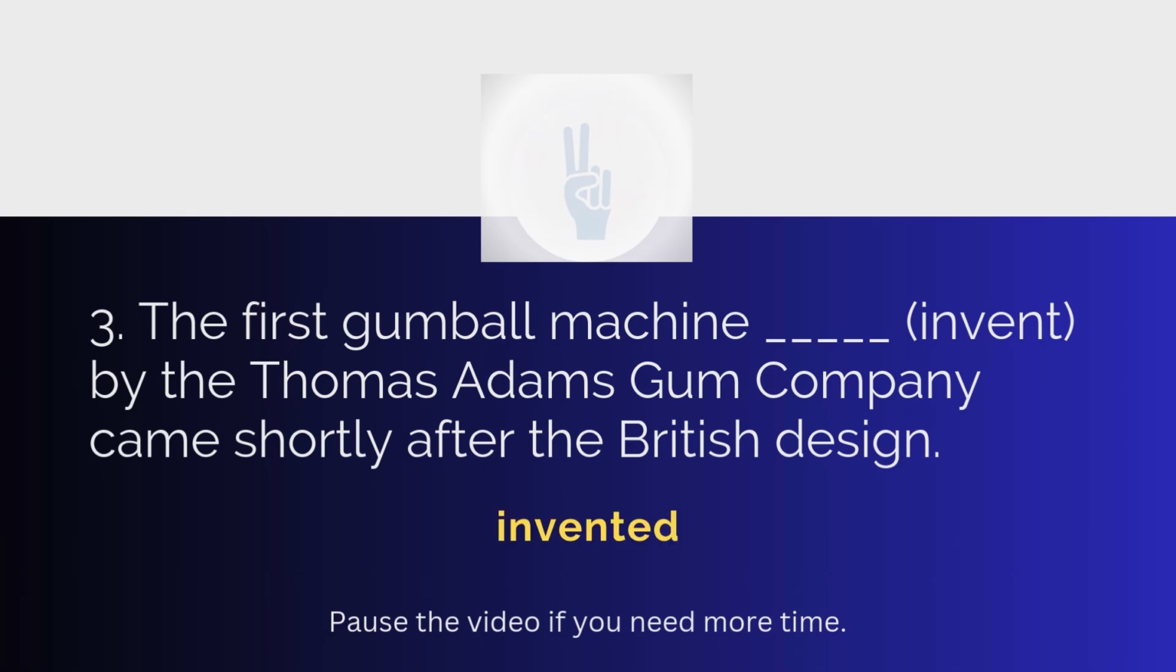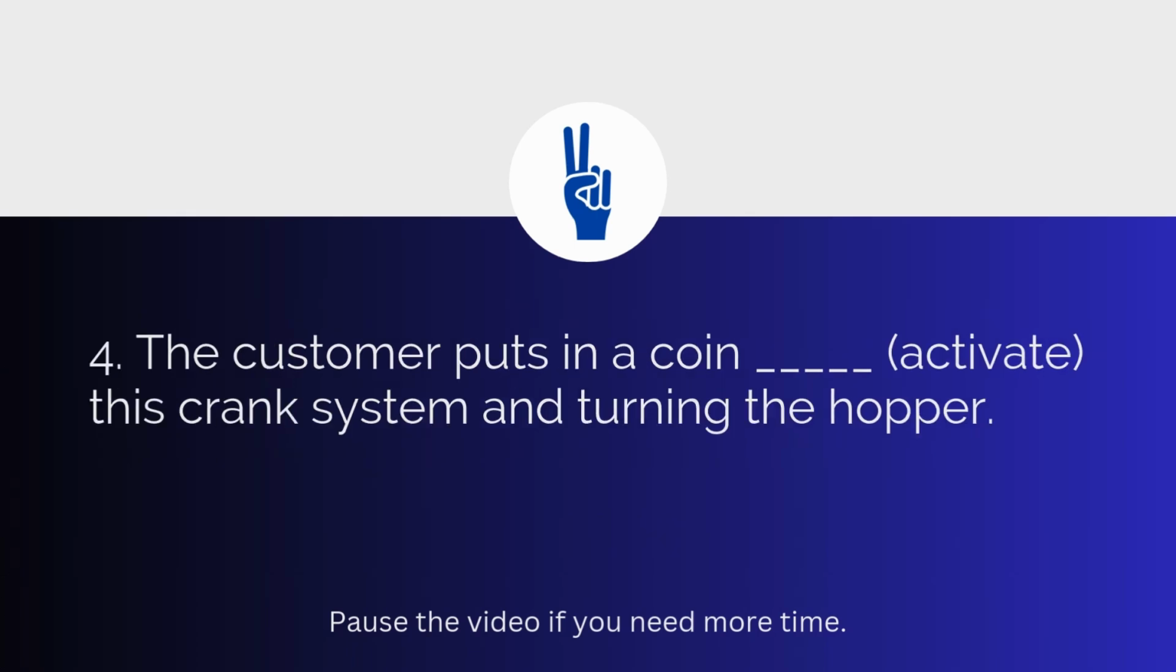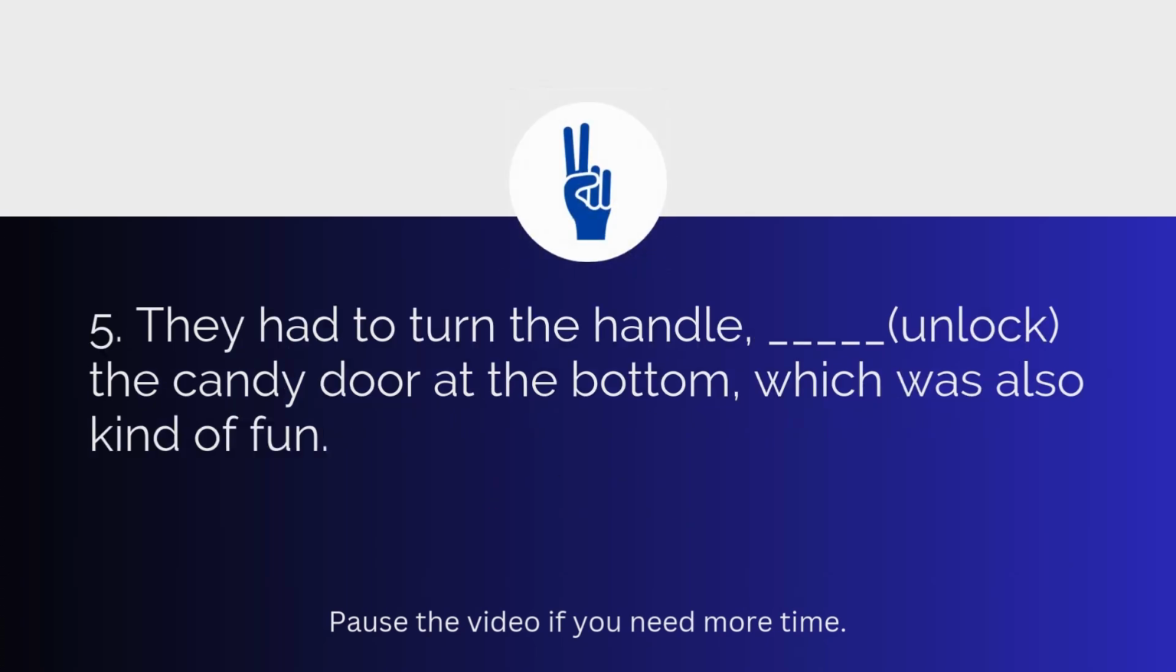The answer is invented. Number 4. The customer puts in a coin, activate, this crank system and turning the hopper. The answer is activating. Number 5. They had to turn the handle, unlock, the candy door at the bottom, which was also kind of fun.